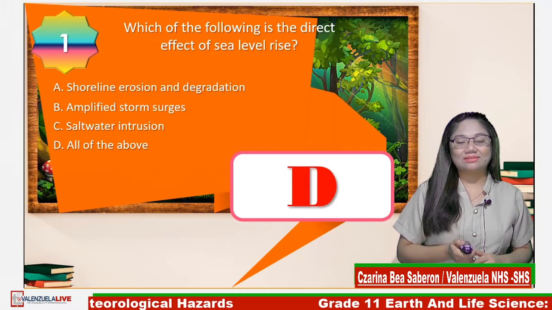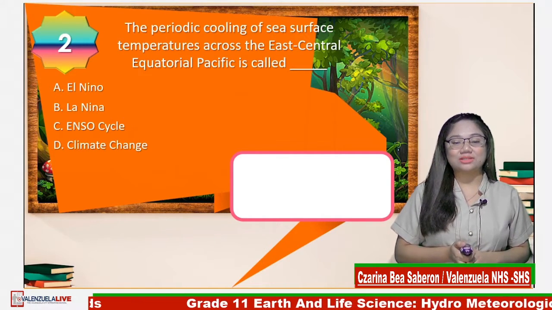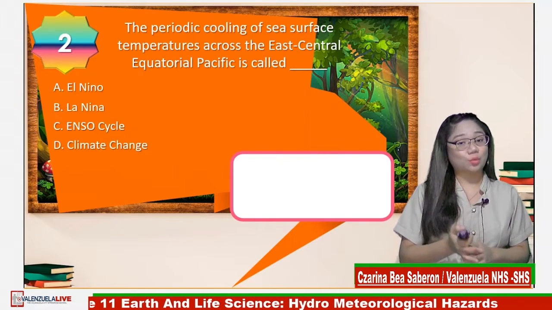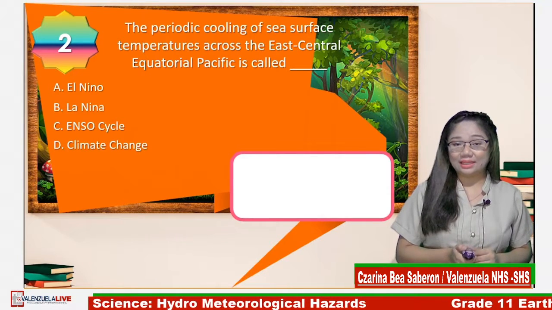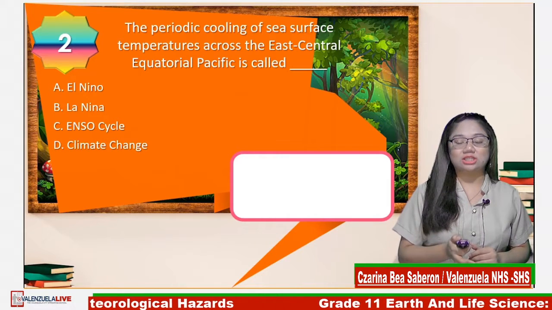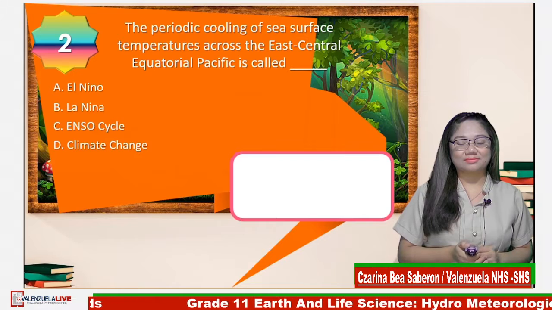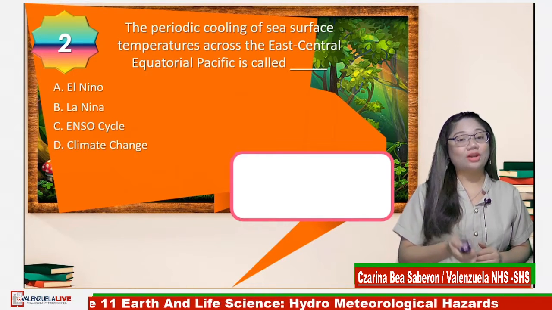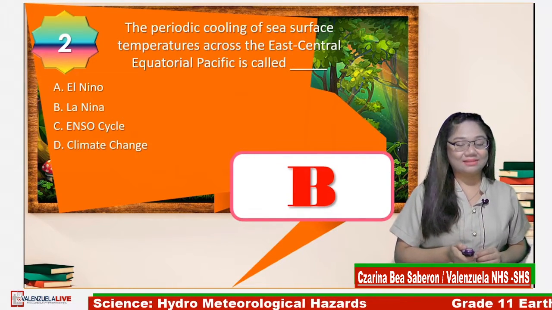Next question. The periodic cooling of sea surface temperatures across the east central equatorial Pacific is what we call El Nino, La Nina, ENSO cycle or climate change. You are correct if you answered letter B, La Nina.